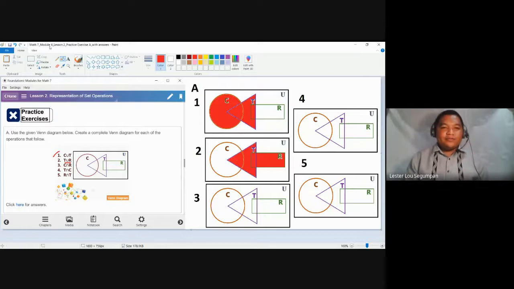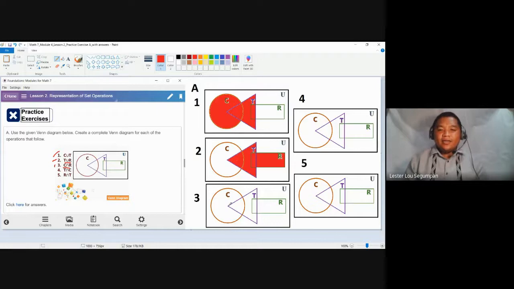Okay, next, number three, intersection of C and R. When you use the word intersection, it commonly represents the common area. Diba? When you talk about set operations, going back to the previous videos, you have the set X containing 1, 2, 3, 4, and set Y containing 2, 4, 6, 8. For intersection, we just listed what are the common between two sets. So for the Venn diagram, we are just going to shade the common area.